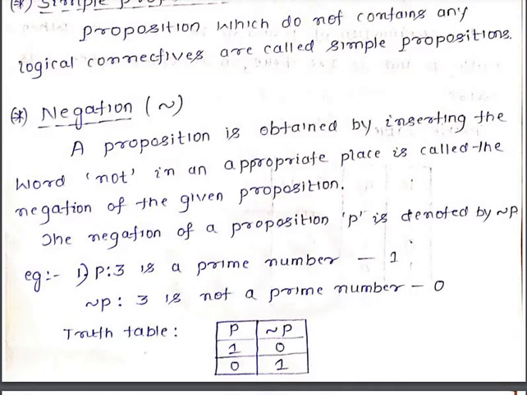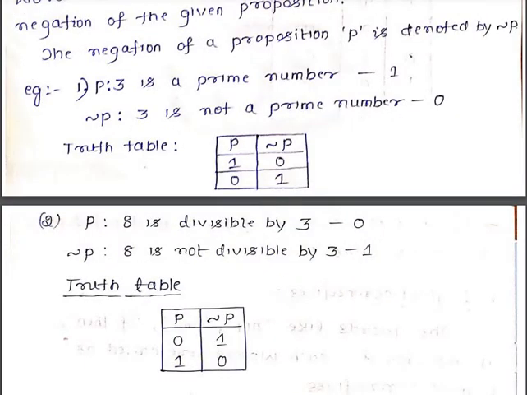So we have to write a truth table for this P and negation P. If your P is 1, if it is true, the opposite of that, negation P, will be 0. If your P is 0, negation of P will be 1. In short, we can say the opposite of that. P is 1 means negation P will be 0. P is 0 means negation of P will be 1.